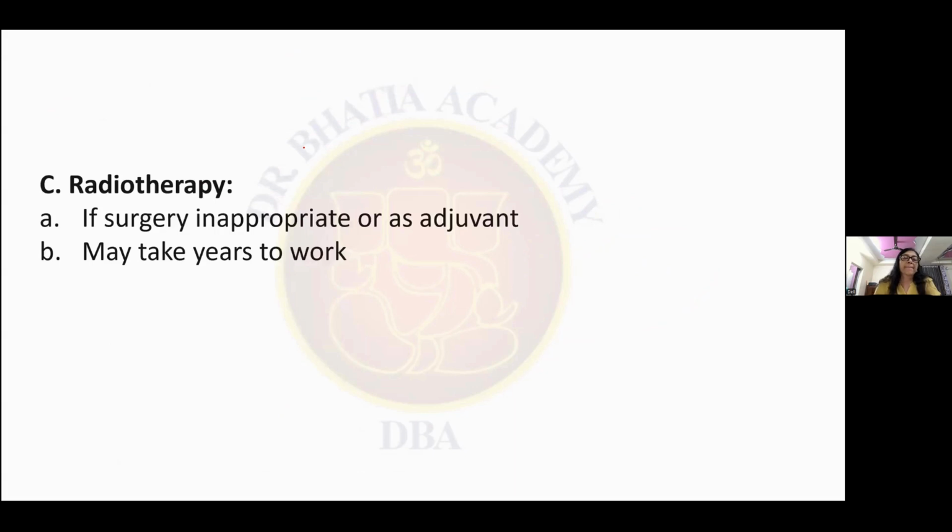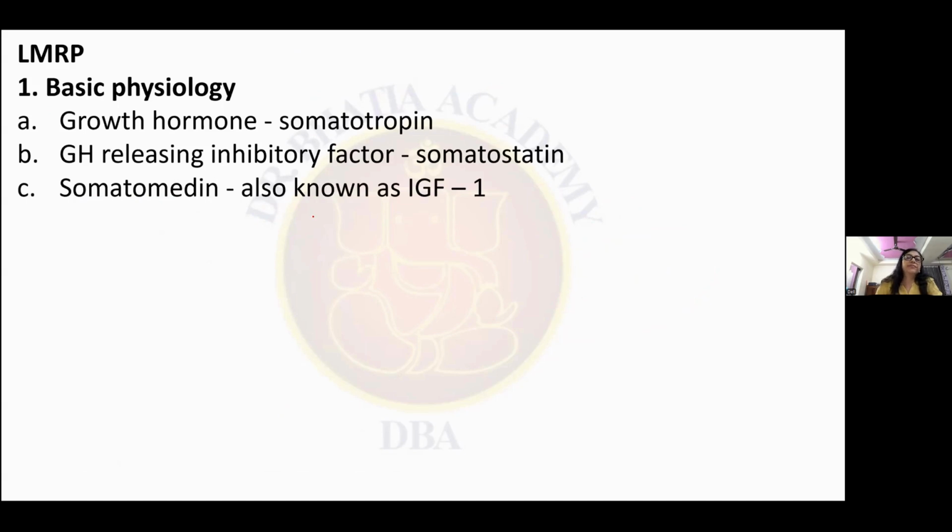The clinical success rate is around 70%. After the treatment, if you feel that the mass was very big and there is some remnant within the sella, you can also go for radiotherapy. If surgery is inappropriate, you can also choose radiotherapy as your first line management. But radiotherapy may take some years to be effective.